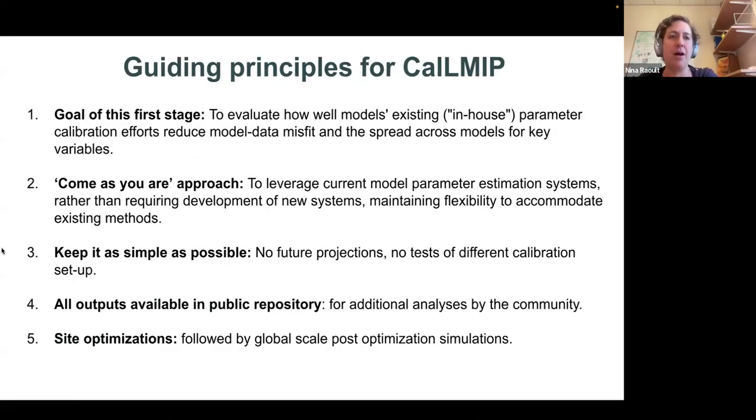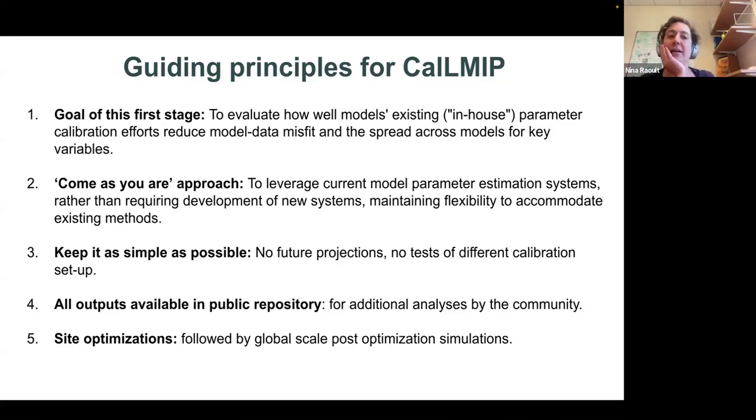Before getting started though, I thought it would be a good idea to basically reiterate the guiding principles, just to help us frame what we're trying to do. The idea is really to just see how well the in-house calibration methods that already exist around models can be used to reduce model data fit and the spread across models. So it's less about comparing different calibration methods themselves and more about seeing how by calibrating different models we can reduce the spread across different models.